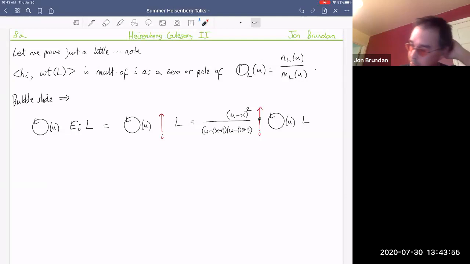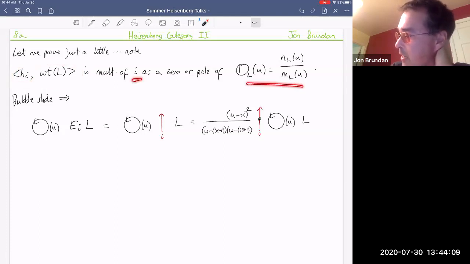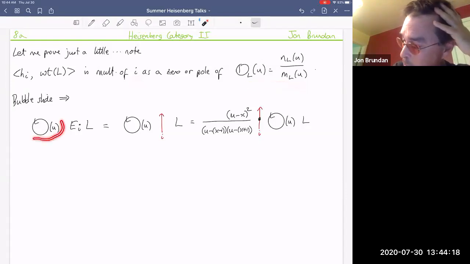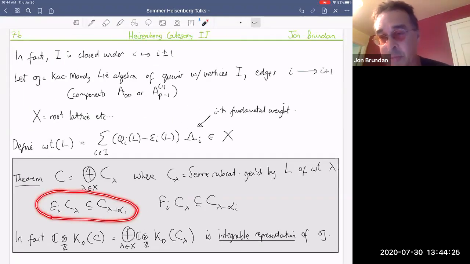Okay, I'm not going to try to prove this, but I wanted just to convince you of these bubble slides and explain where they came from. So remember that the multiplicity of lambda I in weight of L is the multiplicity of I as a zero or pole of this bubble of U rational function that we have by Webster's lemma. And now what I'm trying to explain is this part of the proof, why EI sends C lambda to C lambda plus alpha I.